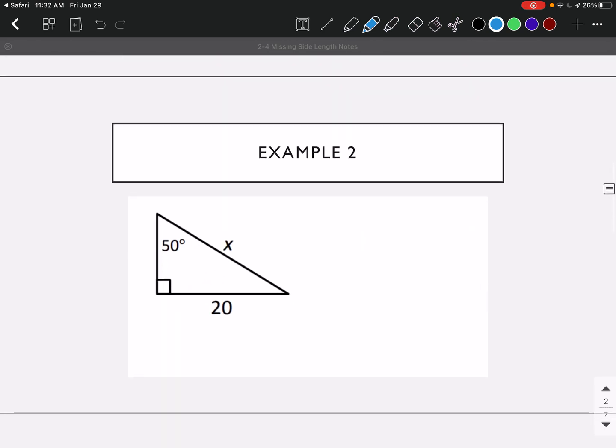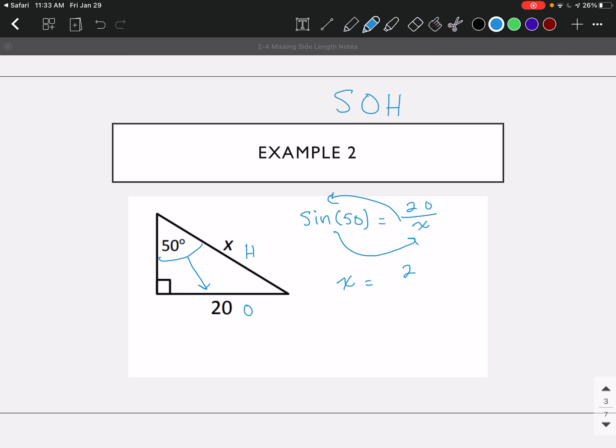Again, we're going to have another one that is working with sine. I have an angle of 50. Now I'm given my opposite side, and my hypotenuse is my x value. So I know I have sine 50 equals 20 over x. Anytime our variable is on the bottom, we draw a circle around the x and that trig function, and they just switch spots, so now I have x equals 20 over sine 50.